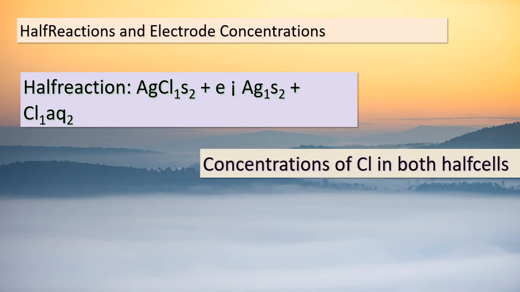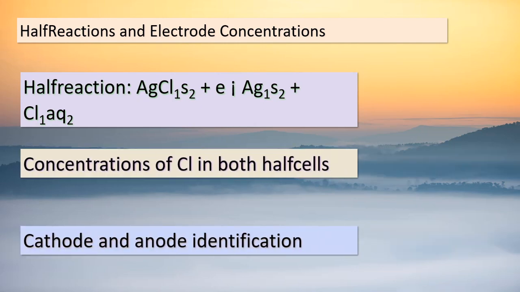Alright, let's delve into the specifics of the half reaction involved. Silver chloride, solid, plus e- turns into Ag, solid, plus Cl-, aqueous. In one half cell, we have a Cl- concentration of 0.0150 M. And in the other half cell, it's 2.55 M. Now, which electrode do you think will be the cathode, where reduction takes place? And which will be the anode, where oxidation happens? Take a moment to think about it.